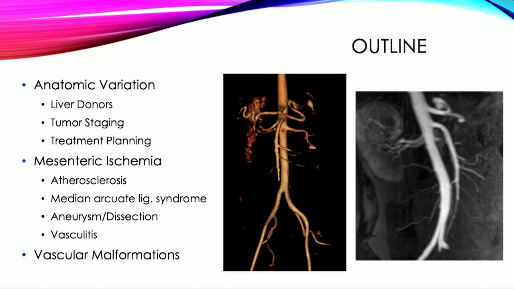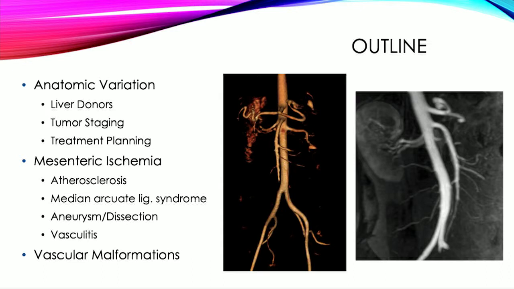Another area of interest is mesenteric ischemia. In the acute setting, we tend to use CT, but for chronic mesenteric ischemia, in patients who are sort of compromised, often have renal disease as well, we will employ MR.